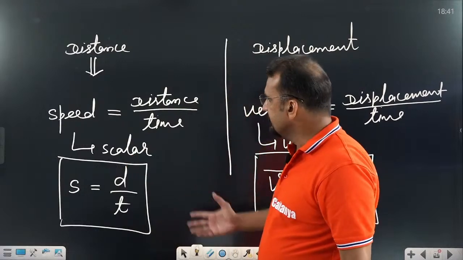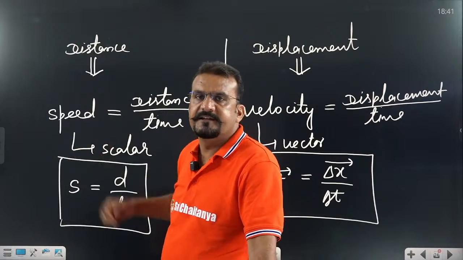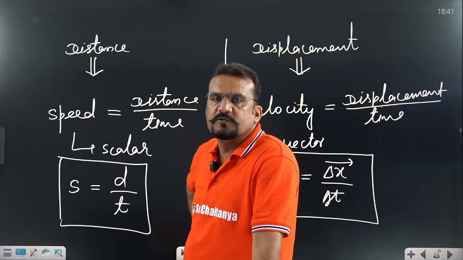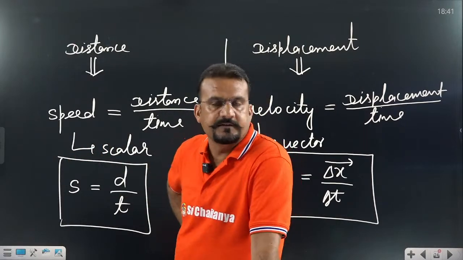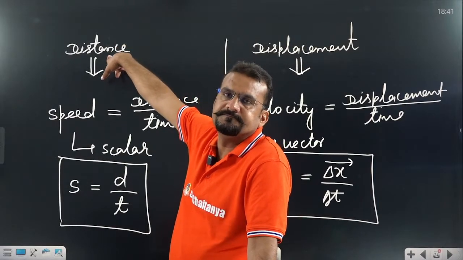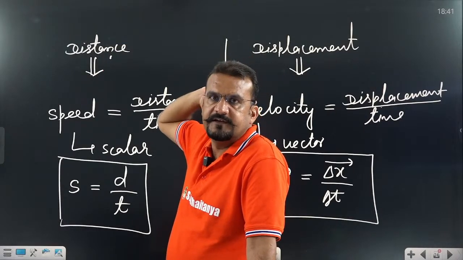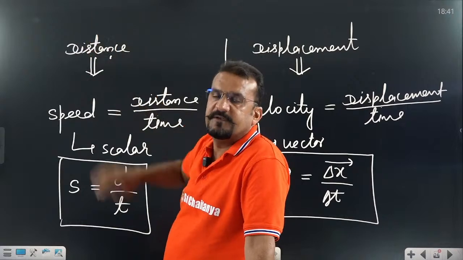Okay, let us make some difference in this one. Distance never decreases, but speed can decrease obviously. Why? Because in speed, time is also a factor. Second, speed is never negative, but velocity may be negative, positive and zero, everything. Yes or no? These are the basic differences.